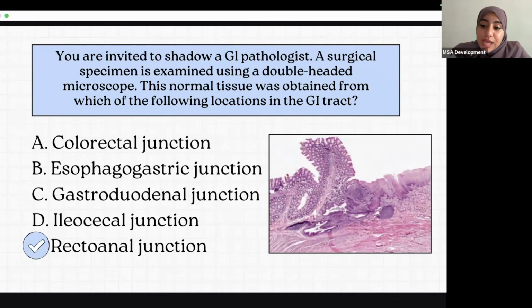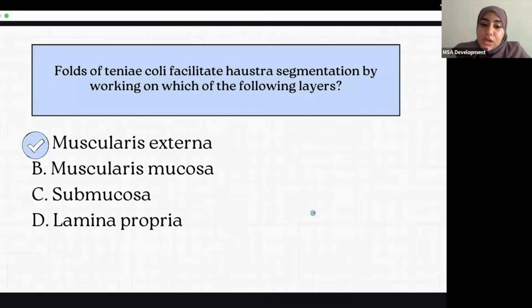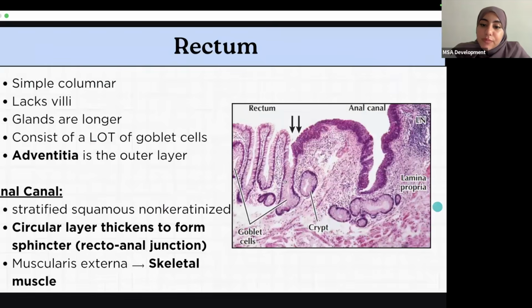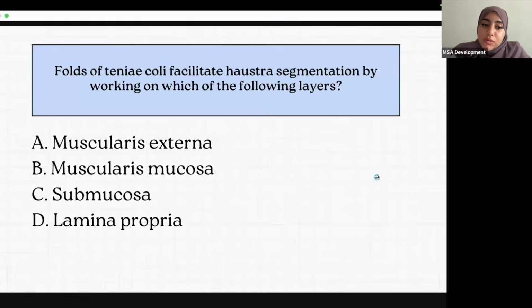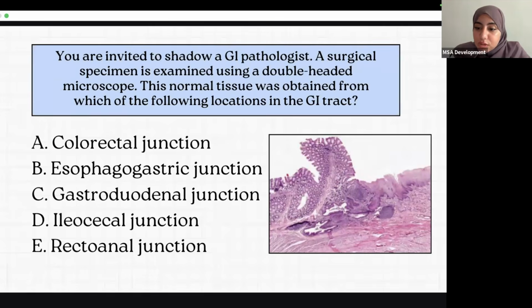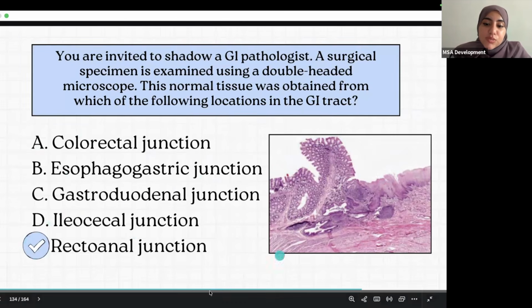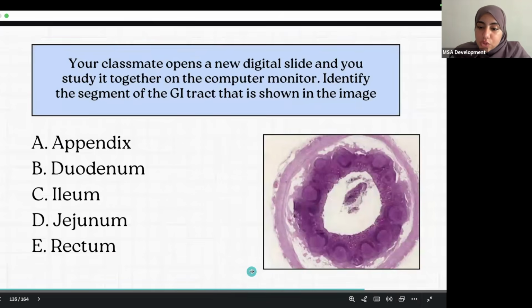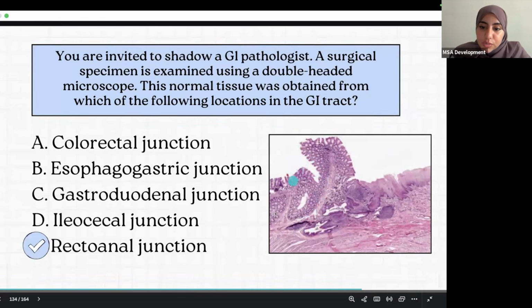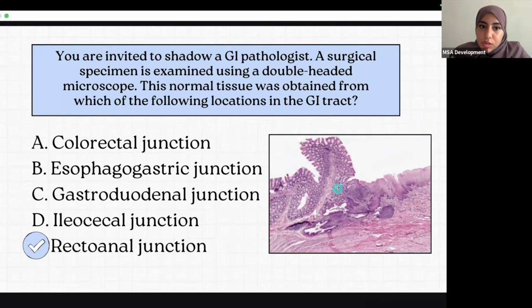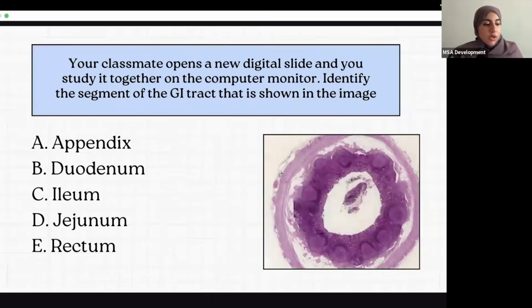The recto-anal junction. As you can see here, it looks quite similar. It's more projections, and then it goes into the anal canal so it can excrete the feces. We honestly didn't talk about any other junction. We didn't talk about the colorectal or gastroduodenal. This is more relevant to what we're studying. And also, as you can see over here, there's so much mucosal glands or goblet cells. Okay.